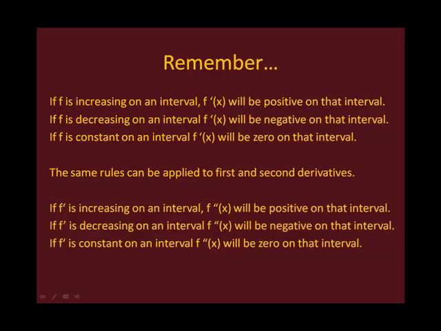Remember from before, we had the three basic rules of first derivatives and how they were related to the original function f. We said that if f is increasing, then the first derivative will be positive. If f is decreasing, the first derivative is negative. And if f is constant, then the first derivative will be 0. The same rules can be applied to the first and second derivative by shifting everything by one derivative. What that means is if f prime is increasing on an interval, f double prime will be positive. If f prime is decreasing on an interval, f double prime will be negative. And if f prime is constant, then f double prime will be 0. Again, this will come up much more in Chapter 3.